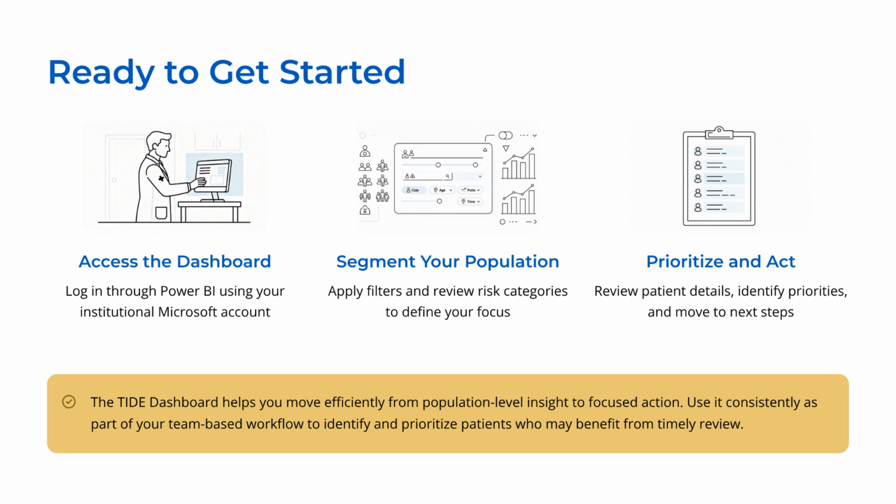To get started, log in through Power BI using your institutional Microsoft account. Begin by applying filters and reviewing CGM risk categories to segment your population. From there, review patient details, identify priorities, and move confidently to next steps as part of your team-based workflow.